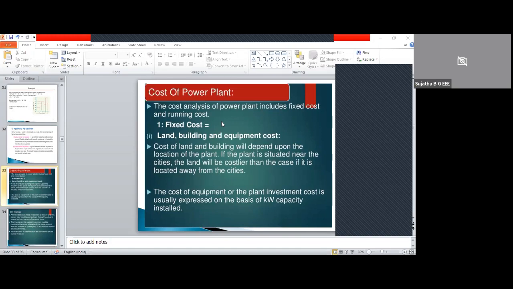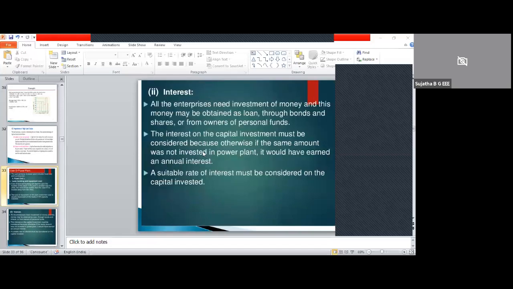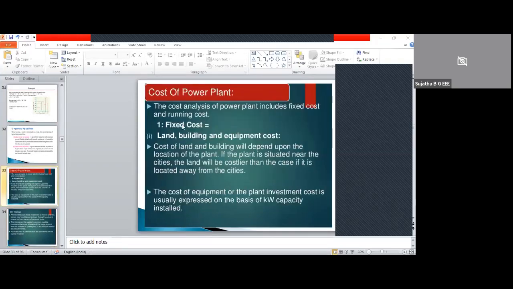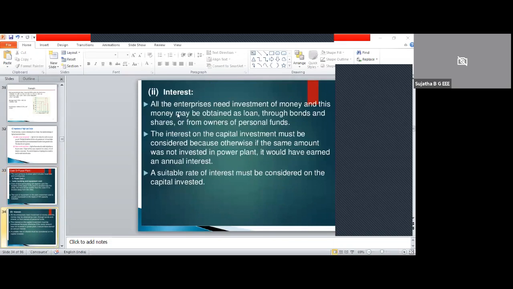So the cost of equipment or the plant investment cost is usually expressed on the basis of kilowatt capacity installed. So it is mainly based on the capacity that is installed. Okay. So this is about fixed cost. Then interest. See, this also is considered under the fixed cost.